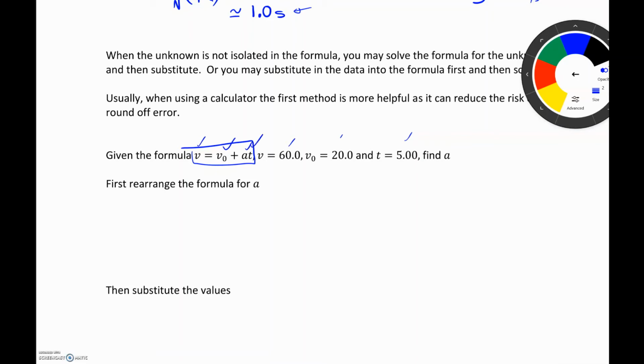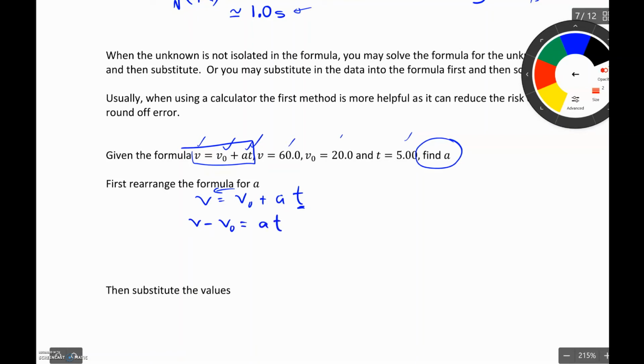So let's plug it in the formula. But notice here that we want to find A. The formula is not written in terms of A, so we have to do some manipulation first. So we do V equals V0 plus AT. So we have to bring the V0 across. So we get V minus V0 equals AT. And to get A all by itself, we have to divide both sides by T.